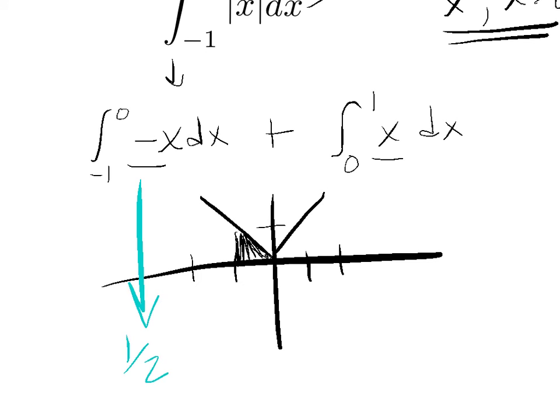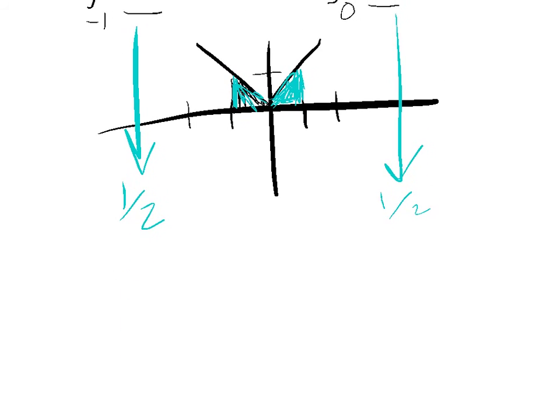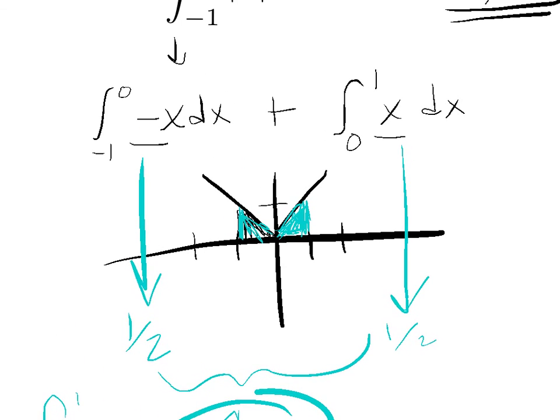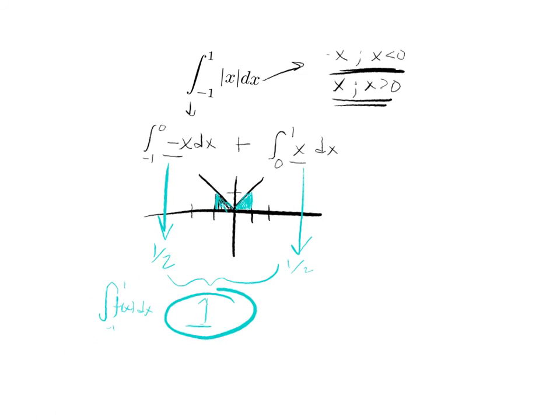And what is the area from 0 to 1? From 0 to 1, 1/2 also. So together, the total area is 1. So the integral of this function from negative 1 to 1 altogether is 1, but we had to do that by breaking it into pieces.